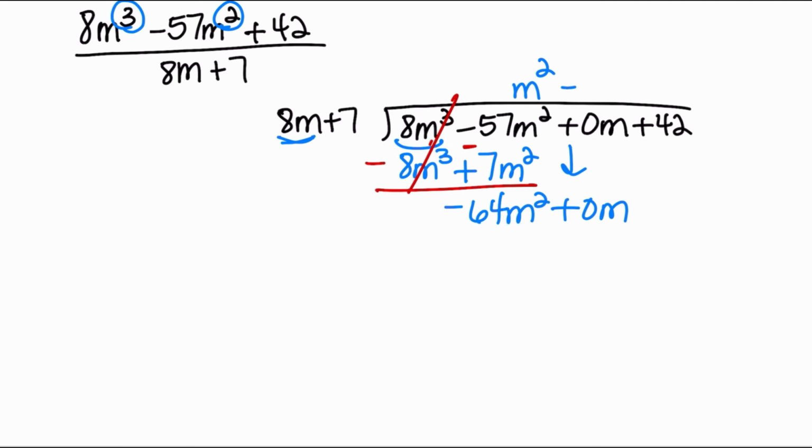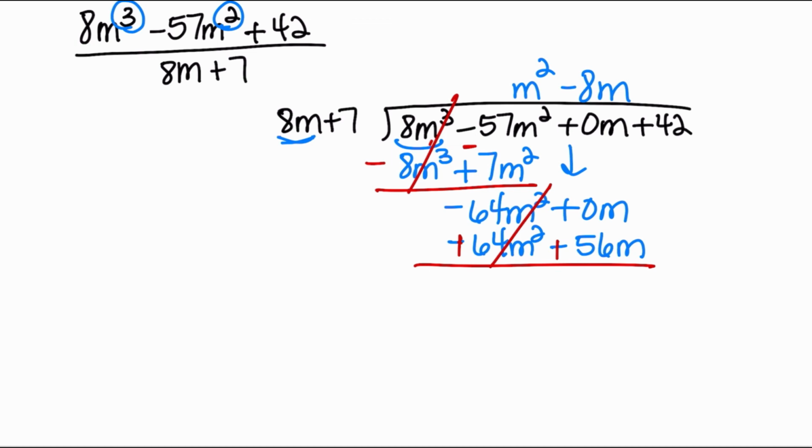So I'm going to write negative 8m, and now we distribute. Negative 8m times 8m is negative 64m squared. Negative 8m times 7 is negative 56m. Draw a line, change the signs. This cancels. So I'm left with positive 56m. Bring down the positive 42. So 8m goes into 56m exactly 7 times. So I go plus 7.